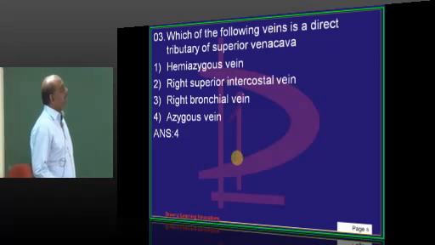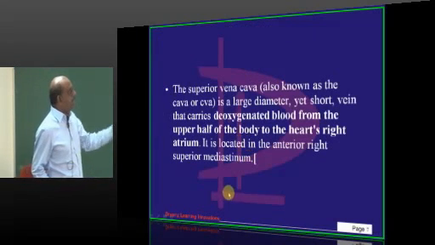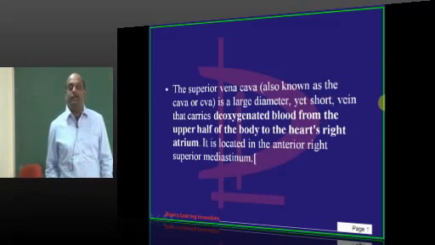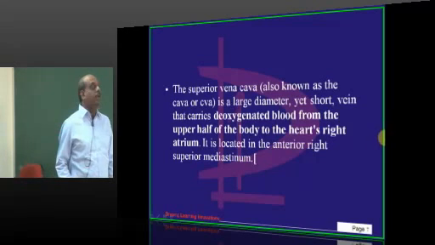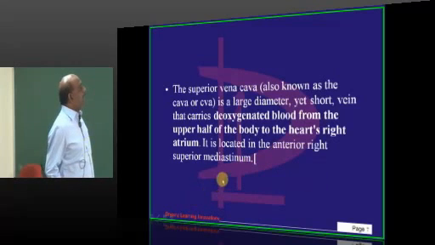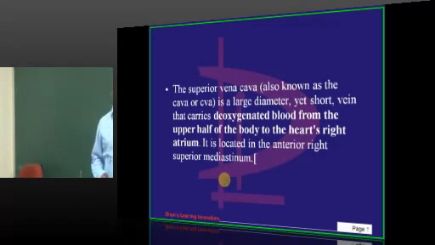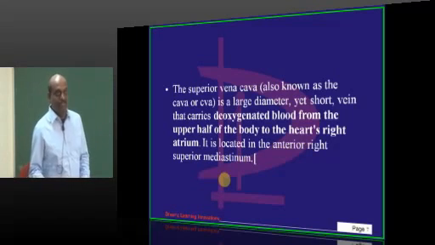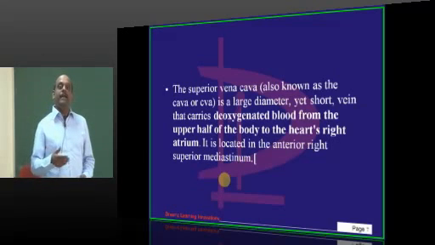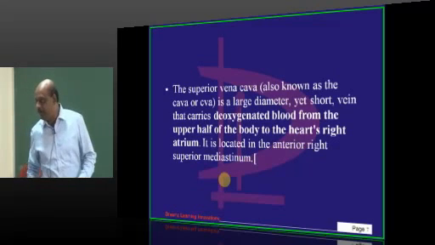Now doctor, which is a direct tributary of SVC? In fact, in veterinary science, that is in the lower animals, you basically call the azygous vein the SVC of the lower limb. It is also called the SVC of the lower limb because it drains directly.